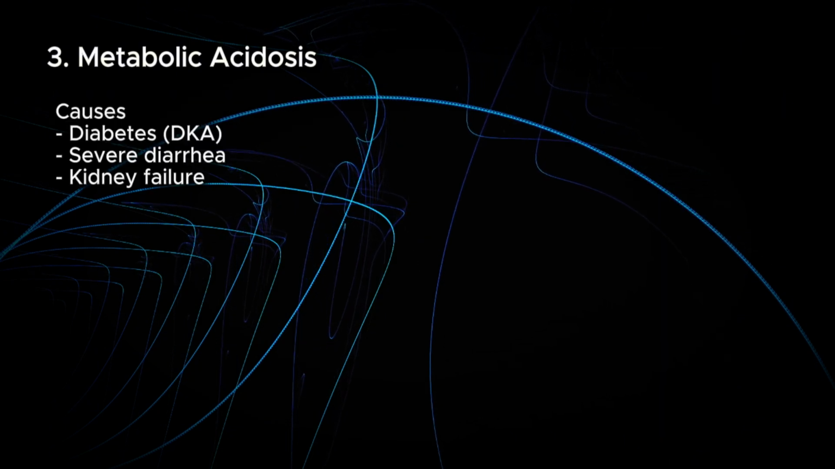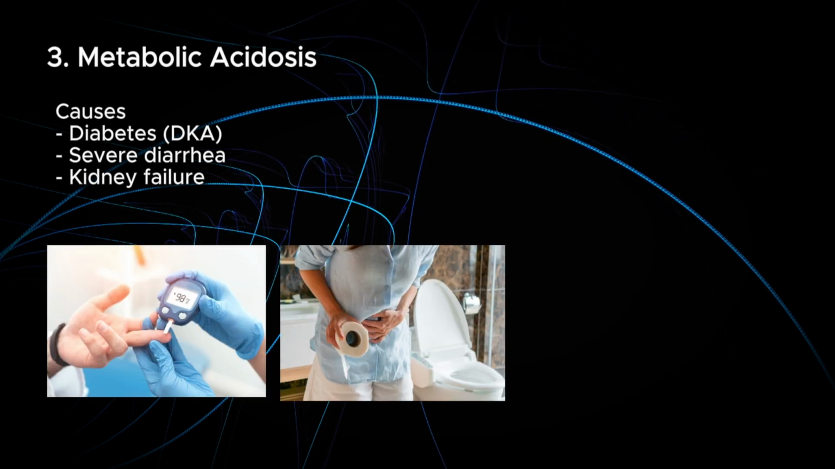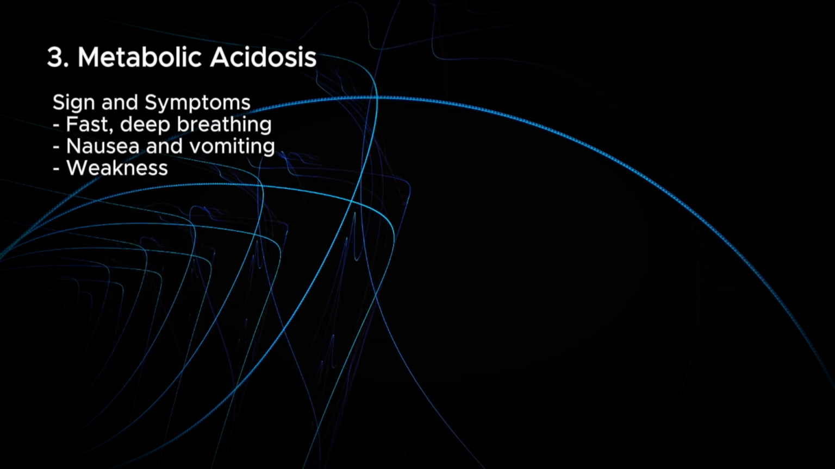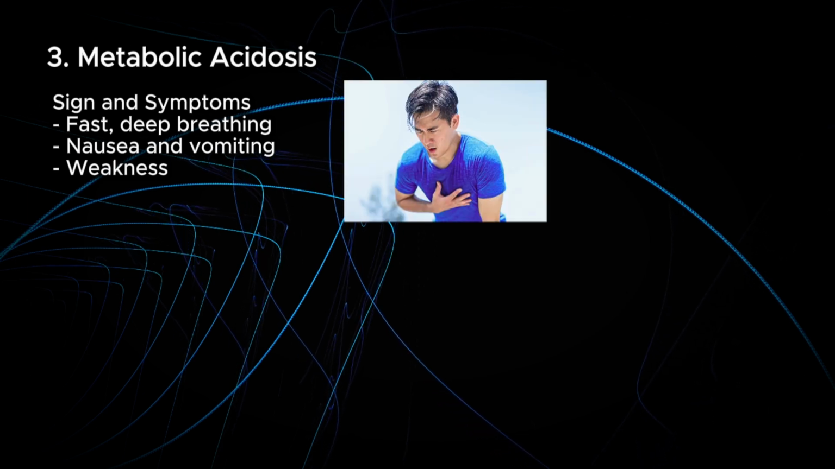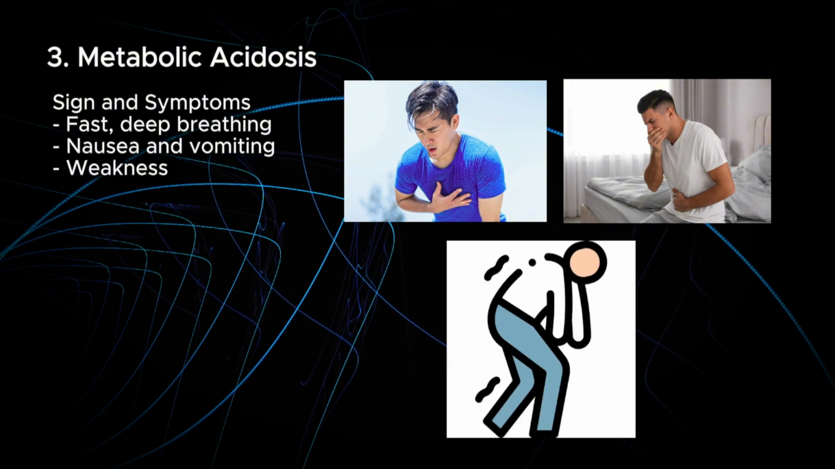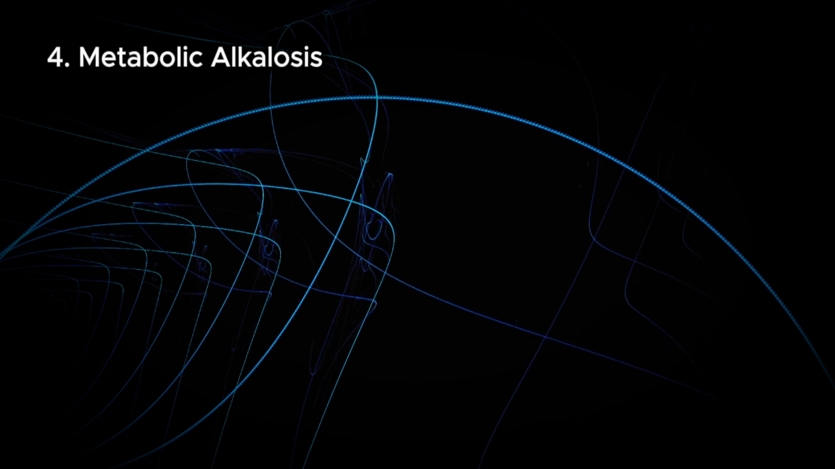So what are the causes of metabolic acidosis? First is diabetes. Second is severe diarrhea. And third is kidney failure. So what are the signs and symptoms of metabolic acidosis? First is deep breathing. Second is nausea. And third is weakness.